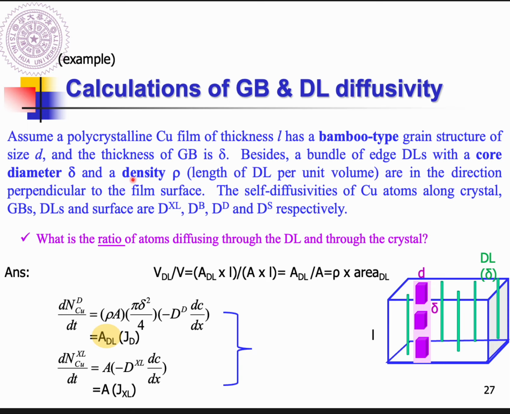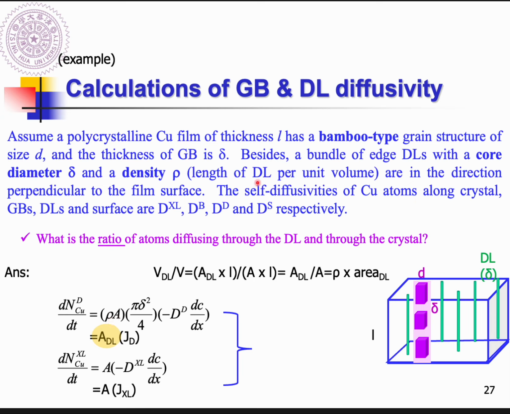The density rho is the length of dislocation per unit volume. So length per unit volume, times the area, gives you the volume fraction of dislocation. So we use rho times the area of dislocation, then we can get the volume fraction. Based on this equation, you can get A_d L equals rho times the area of dislocation times A.